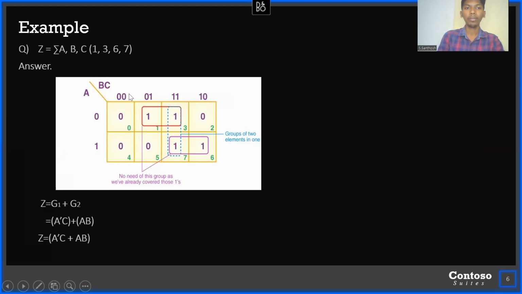It's 1 and 1, but b is changing from 0 to 1, that is b complement and b. So ignore the value that changes and consider the value that doesn't change. That's why I've taken only c, so it's a complement c.